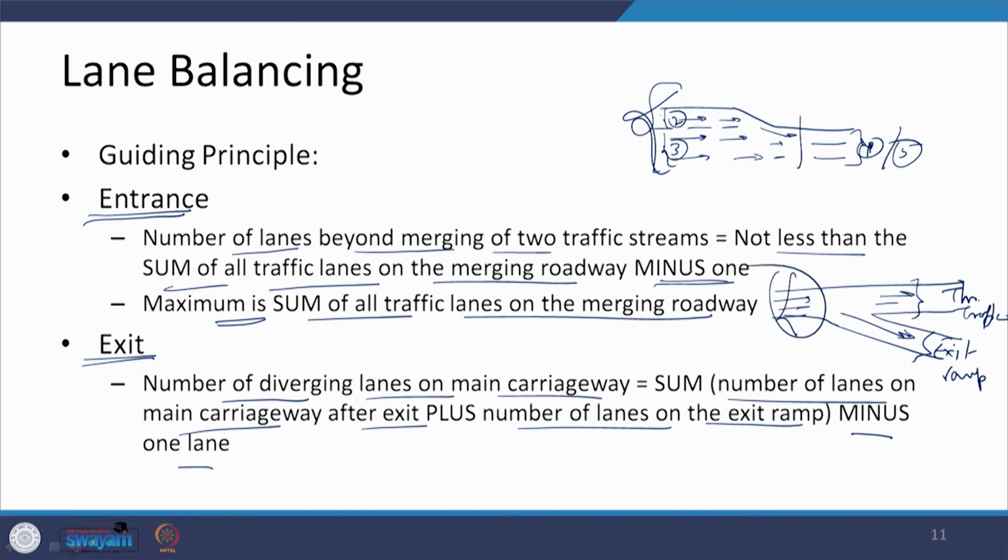So, this is what is going to be defined. If again this is 2 lanes and this is 2 lanes, so this is 2 plus 2 minus 1. That means here it can be 3 lanes, which is now being converted into 2 plus 2.